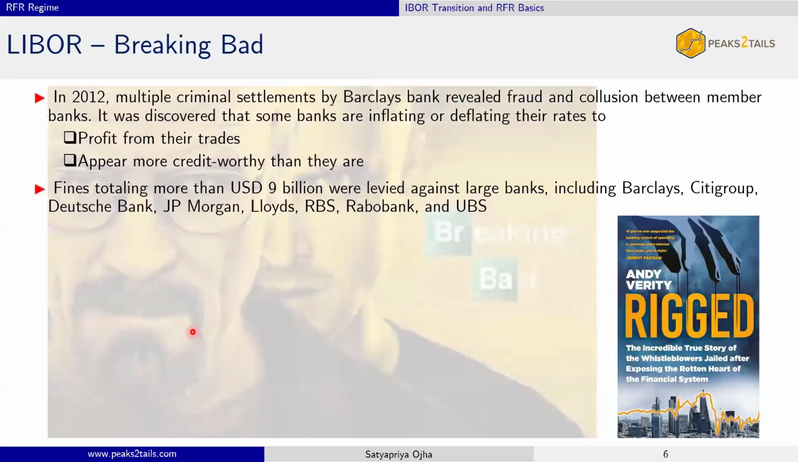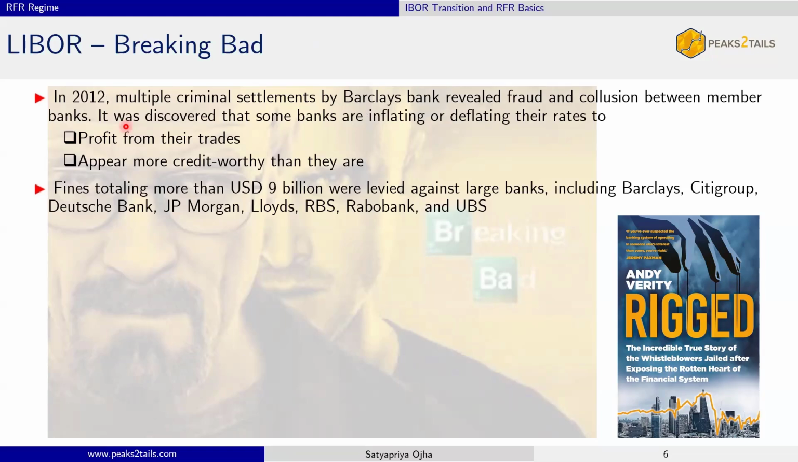So here's a picture of Breaking Bad. It's a famous TV series. Not sure how many of you watched it, but yeah. So what was found in 2012 is that the LIBOR rates that were quoted by the banks were being manipulated.